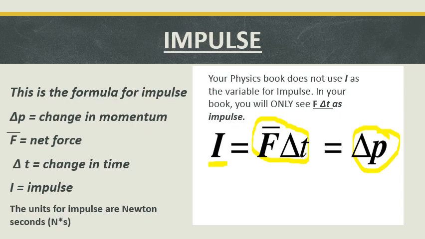Now, in your book, I really don't know why, but it doesn't use I for impulse. It only uses this portion of the formula to stand for impulse. So if I accidentally switch to I on any of my lectures or in any of my formulas, please just remember your book only has this, but it means the same thing. The average force times the change in time.